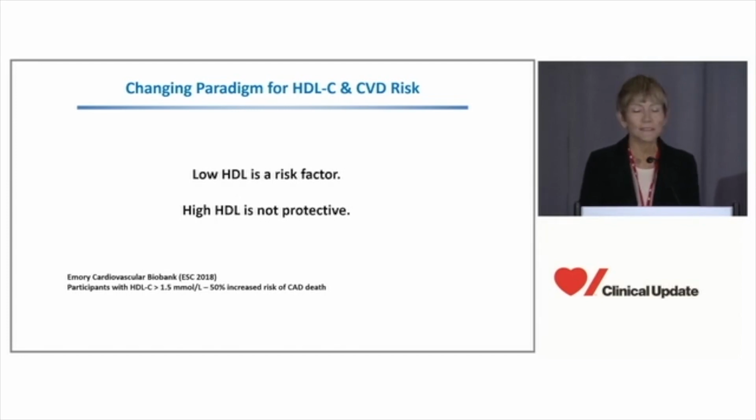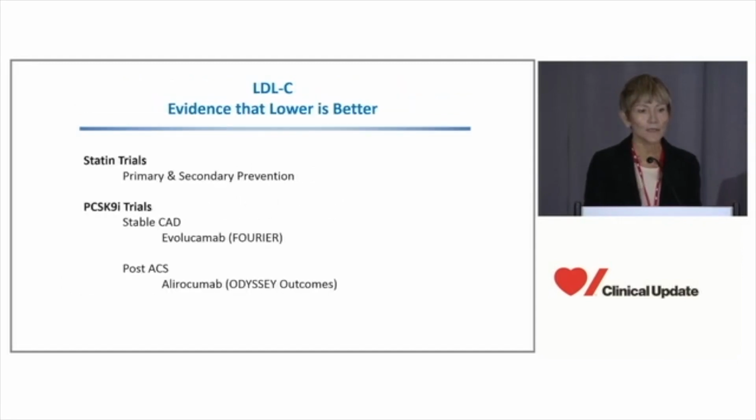We saw that in a Canadian study about 3 years ago, but recently presented at the European Society of Cardiology, the Emory Cardiovascular Biobank. What we saw here is that participants who had an HDL above 1.5 had about a 50% increased risk of death due to cardiovascular disease. So forget the ratio. Use a low HDL as a risk factor, but don't assume that a high HDL is protective. And there may be some reasons for this. In men with high levels of HDL, it's often due to generous intake of alcohol, which may not be cardioprotective. But irrespective, we've got a lot of data out there showing that high HDL is not protective.